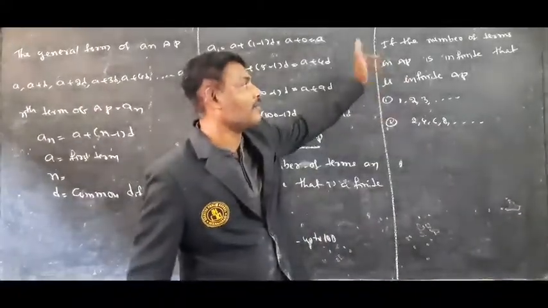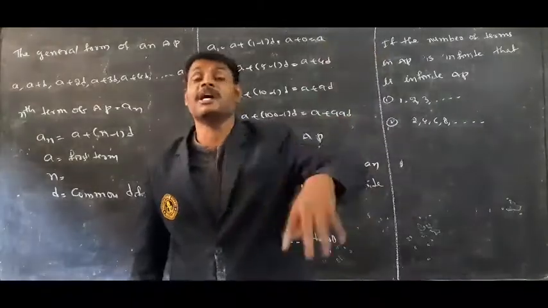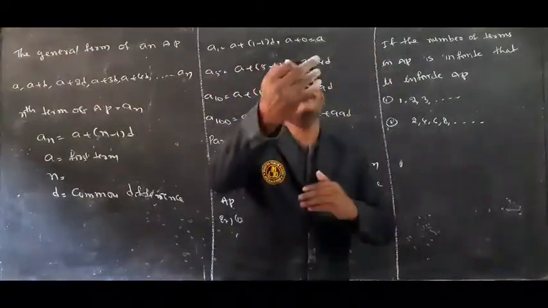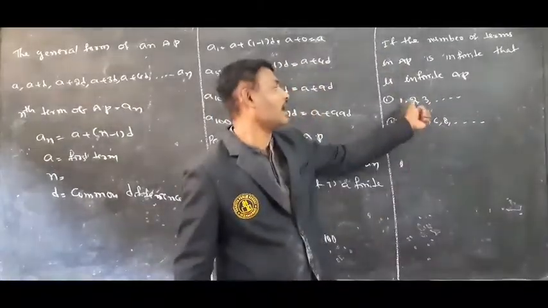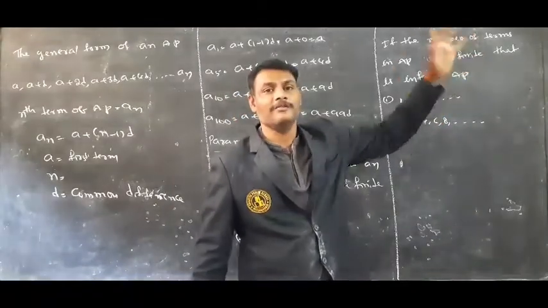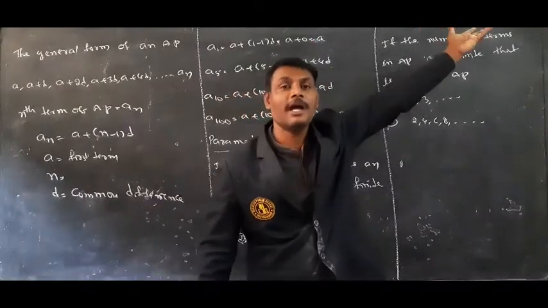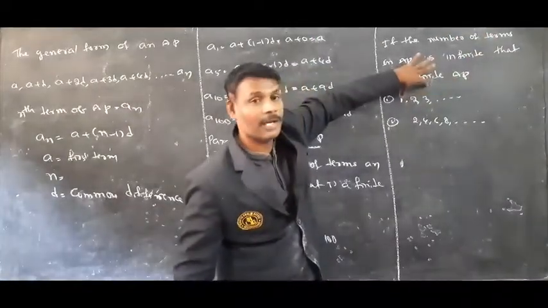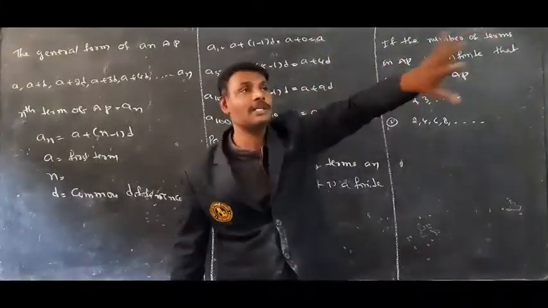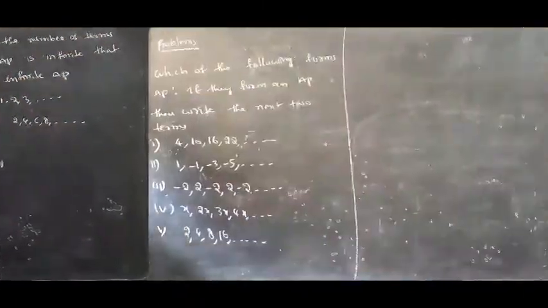If the number of terms in an AP is infinite, it means uncountable. That is called an infinite AP. See, 1, 2, 3, and so on. First term is 1, second term is 2, third term is 3. Then what about the last term? I don't know. Here, the number of terms is uncountable. So this type of AP is called an infinite series.